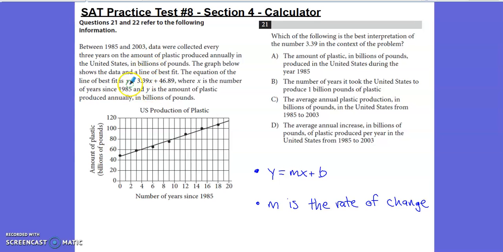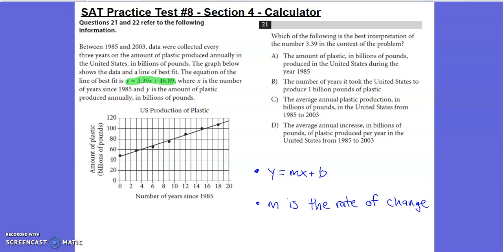They tell us that the equation of the line of best fit that's shown in the scatter plot is this. X is the number of years since 1985. Y is the amount of plastic produced annually in billions of pounds. Number 21 asks us to determine the best interpretation of the number 3.39 within the context of the problem.